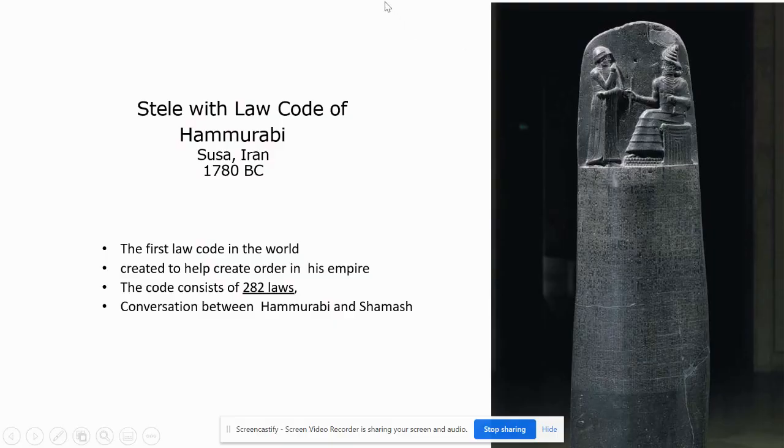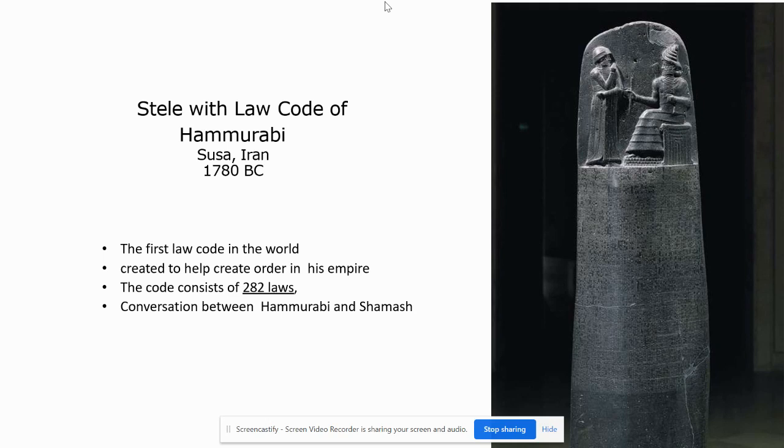Now, the first one we're going to start off in Mesopotamia. And this is one of the first civilizations, cradles of civilization around the world. There are several that spring up all around the world independently, but we're going to be looking at ancient Mesopotamia. And we're looking at Susa in Iran. And this is the stele with the law code of Hammurabi. Now, you have probably heard of Hammurabi, I don't know, back in seventh grade when you covered world history. This is what we're seeing here, the first law code in the world. It was created to help create order in his empire.